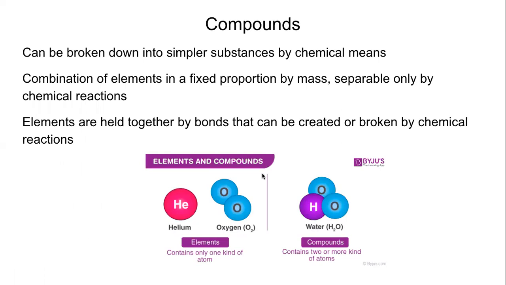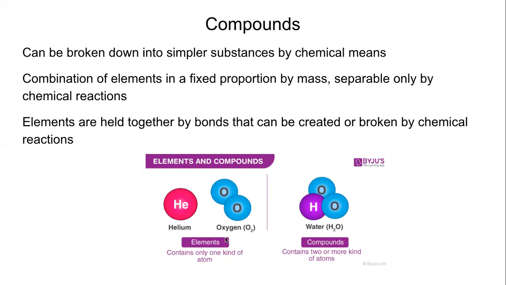Compounds can be broken down into simpler substances by chemical means. They are a combination of elements in a fixed proportion by mass, and they're only separable by chemical reactions. These compounds are elements that are held together by bonds that can be created or broken by chemical reactions. So here is an example of separating elements and compounds.